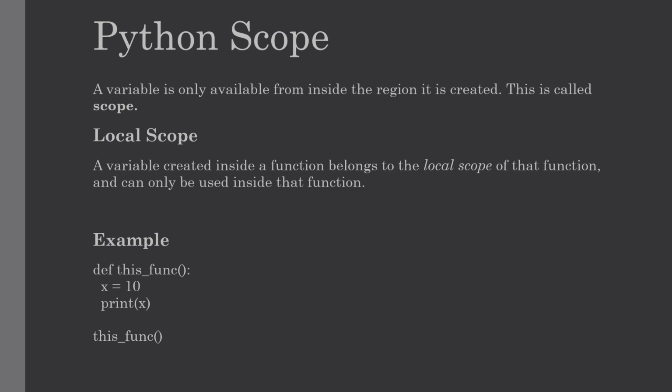In this example, a variable is created inside a function and is available inside that function. We have created one variable named x and assigned the value 10 to it. But we have created that variable inside the function named this function, so it is nothing but the local scope of that variable. Let me show you with an example.